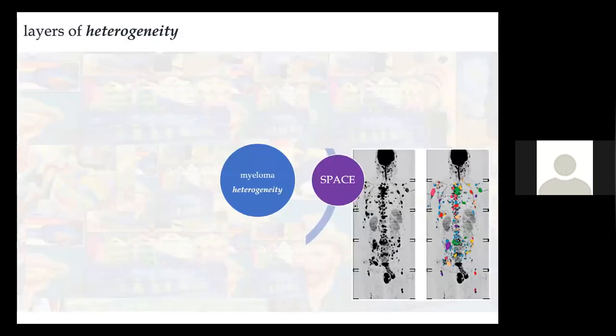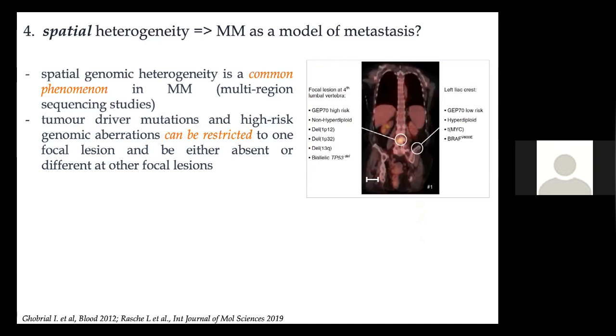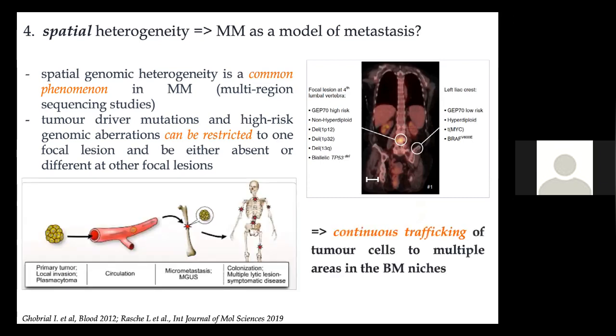Last but not least, myeloma might also change in space. In fact, it has been recently demonstrated that spatial heterogeneity is a common phenomenon in myeloma. This means that tumor driver mutations and high-risk genomic aberrations can be restricted to one focal lesion and be either absent or different at other locations. Here, the underlying idea is that from the initial site of tumor growth, tumor cells might disseminate through the peripheral circulation, followed by specific homing into bone marrow niches.